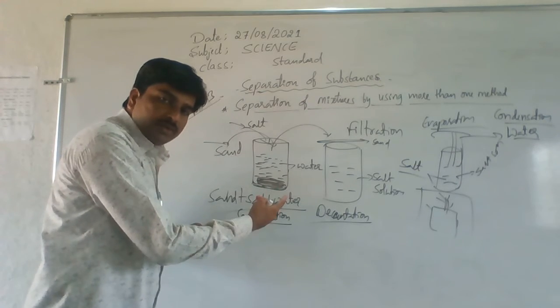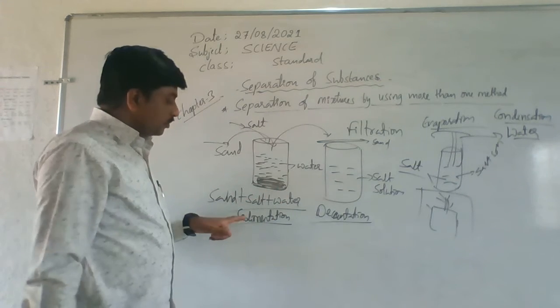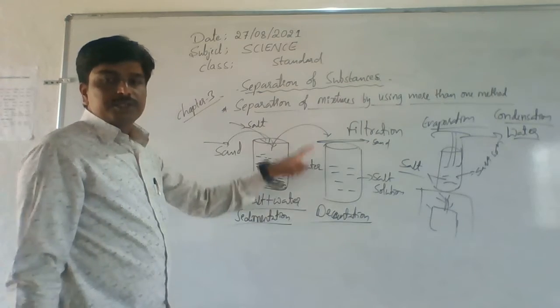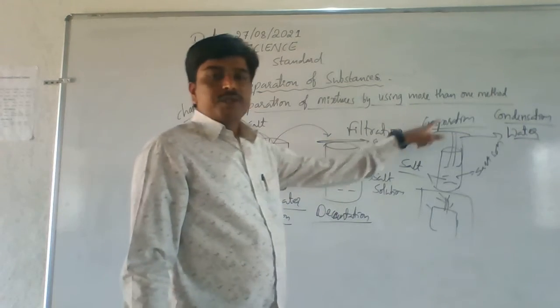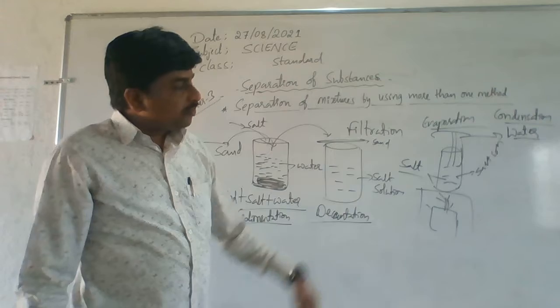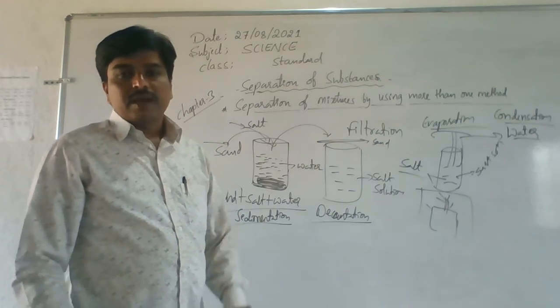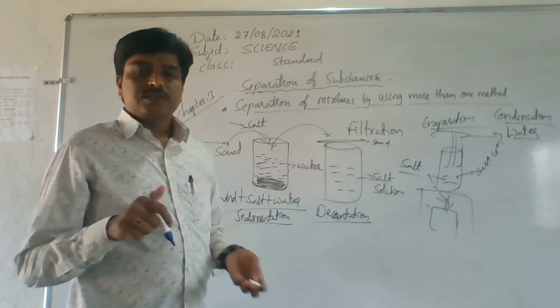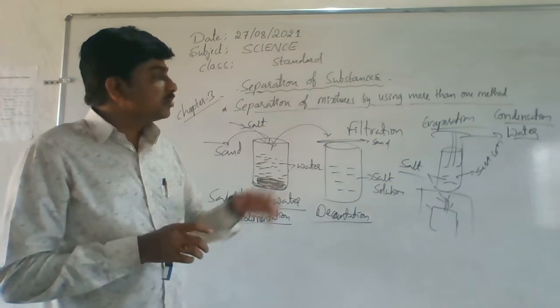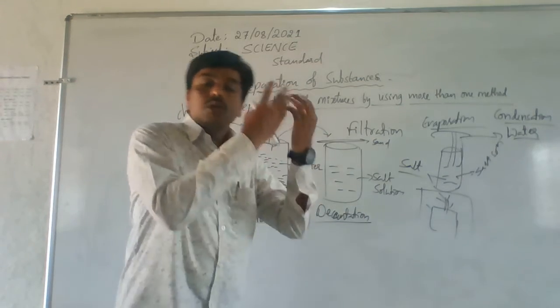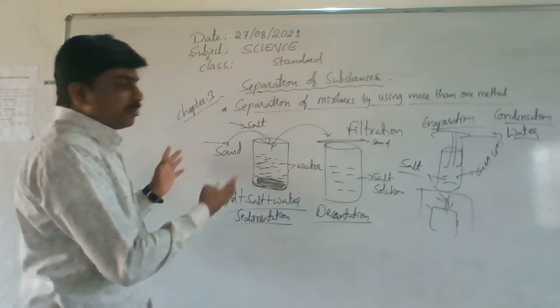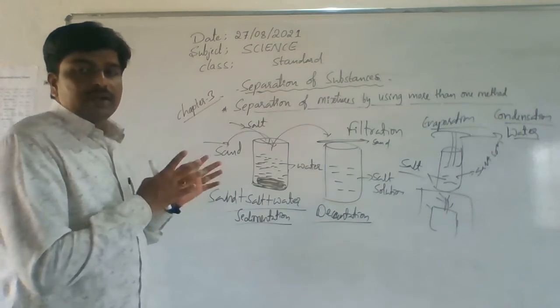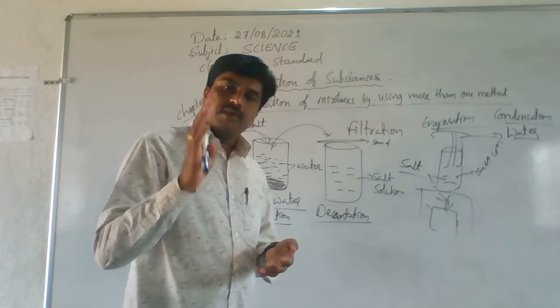How many methods did we use? Total 5 methods: sedimentation, filtration, decantation, evaporation, condensation. While doing condensation, finally we get water again in the liquid state. So this is a method of separation of mixtures by using more than one method. Very simple. Try this activity or experiment at your home.